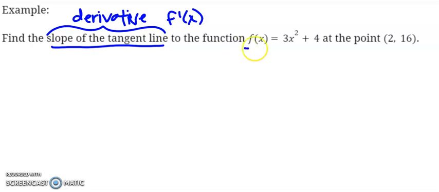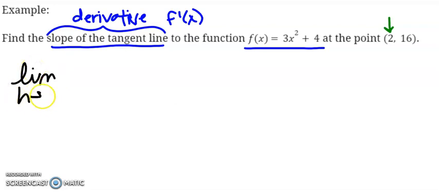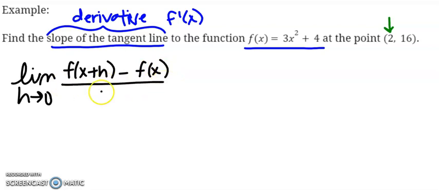Knowing that our function is 3x squared plus 4, and we would like to be at the point when x is equal to 2. All right, well, there's a couple of different ways that we could do this. I'm going to use the limit formula that we just wrote down. I'm supposed to find the limit as h approaches 0 of f of x plus h minus f of x all over h. And that would give me my f prime of x.